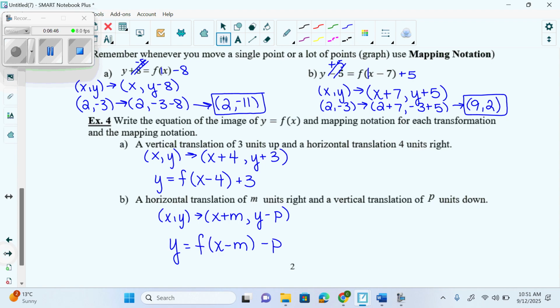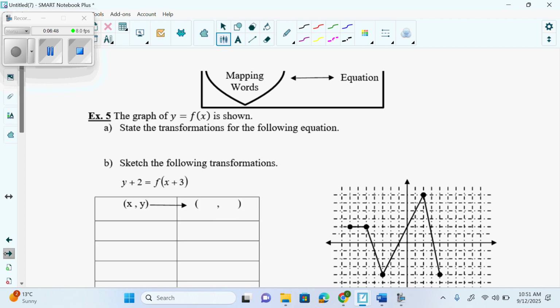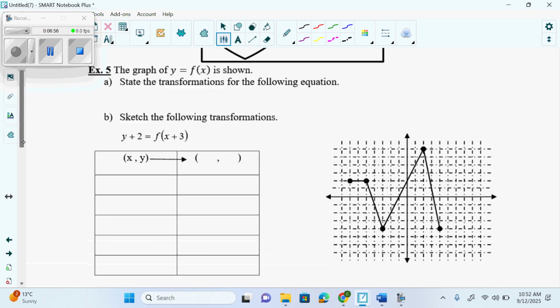All right, this one. State the transformations for the following equation, the one below. And then I want you to sketch it. If I want you to sketch that graph, we're going to move coordinates. When we move coordinates, we use mapping every single time, right? So I know that it might be easier not to, but that doesn't matter. We're going to talk about the transformations first. So what transformations does this have?